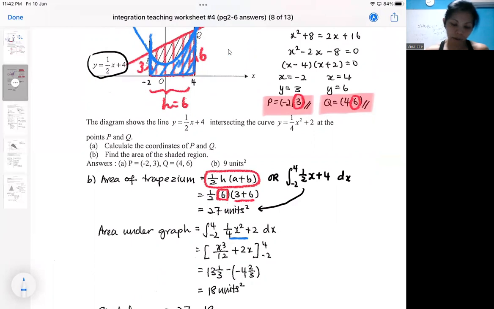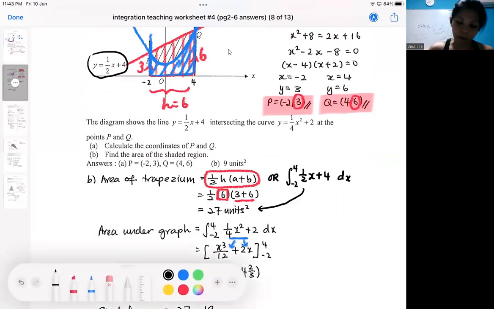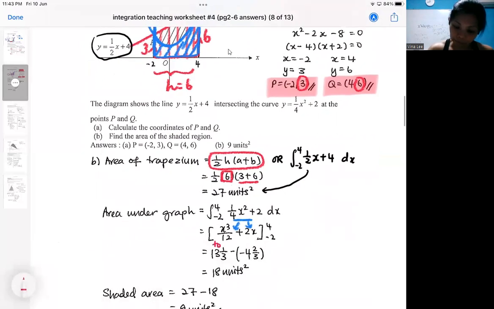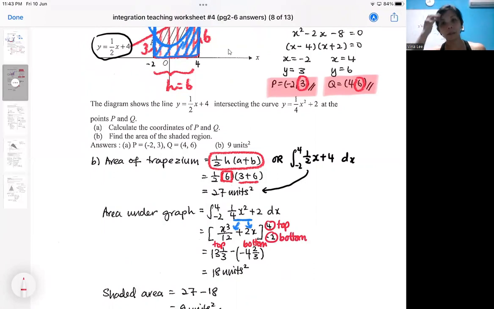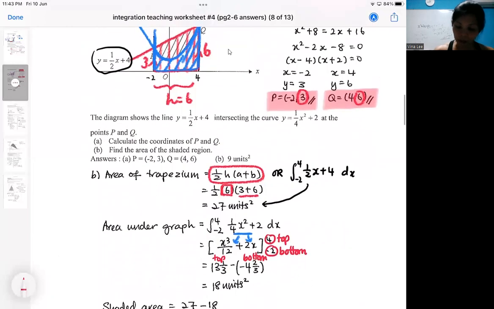So you make sure you integrate first. Then after that, you do the top minus bottom. So this is the top value, and then this is the bottom value. Definite integral means you got to integrate first, then you sub in the top number to subtract the bottom number. So don't miss out on the integrate. Some people forgot to integrate. They will just directly put in the top number and the bottom number. So for the blue one, you're getting an 18.